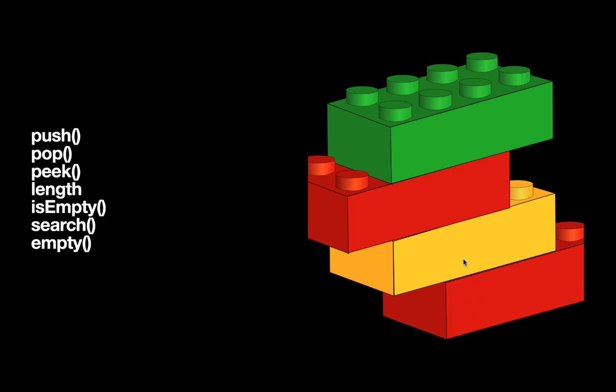In this case, it would be 1, 2, 3, 4. You can use isEmpty to see if the stack is empty. You can also search, or you can empty the stack, which means remove every single item from the stack. Okay, so let's build this in JavaScript.